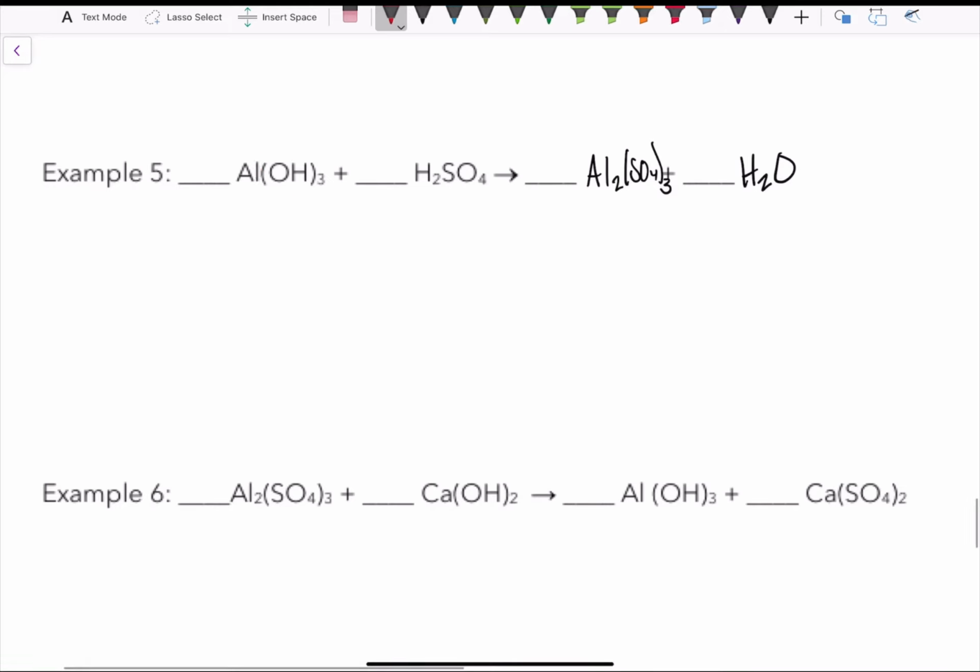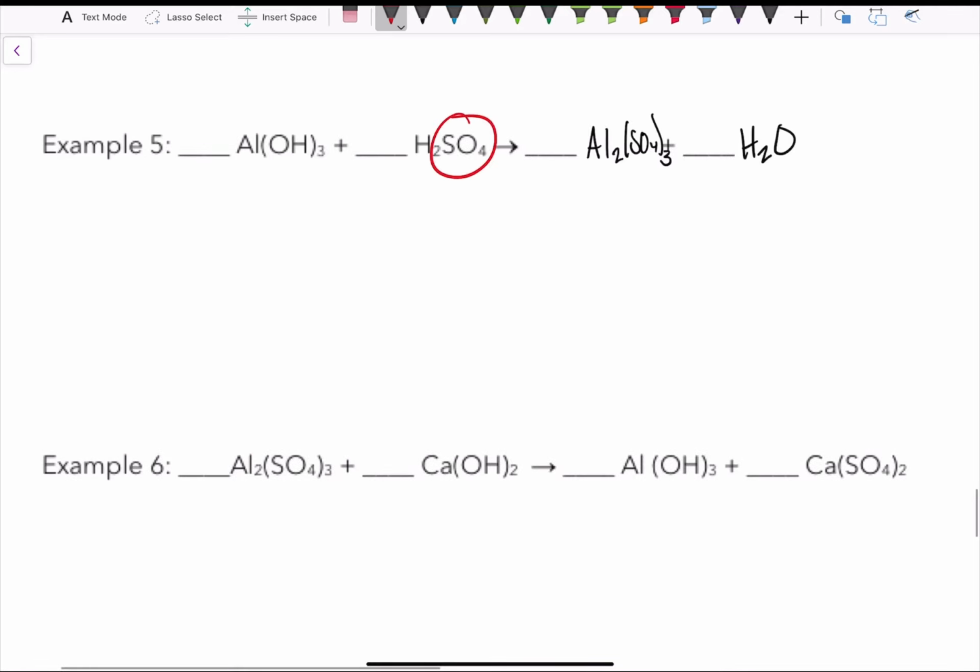So OH is a polyatomic ion, but it does not stay together. SO4 is a polyatomic ion and it stays together. So because of that, if you have a polyatomic ion that stays together, when you write out your atom inventory list, you keep it together.